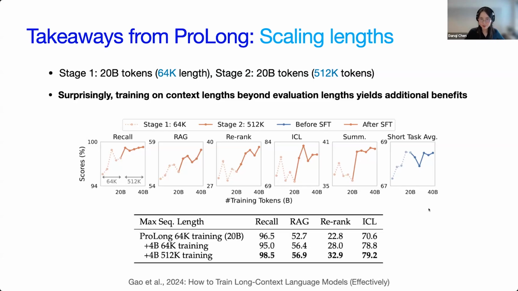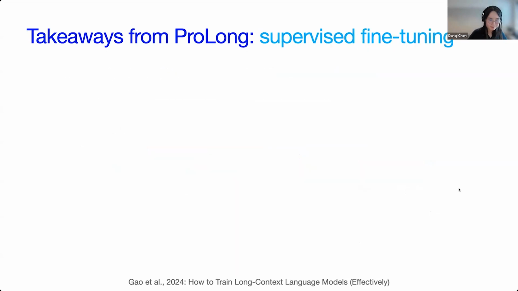So this is a control study. If you continue training on 64,000 tokens versus training on 512,000 tokens, we found that training on the longer documents gives you benefits and bigger gains compared to training on the short 64,000 documents. So this is a very interesting finding we found in this paper.